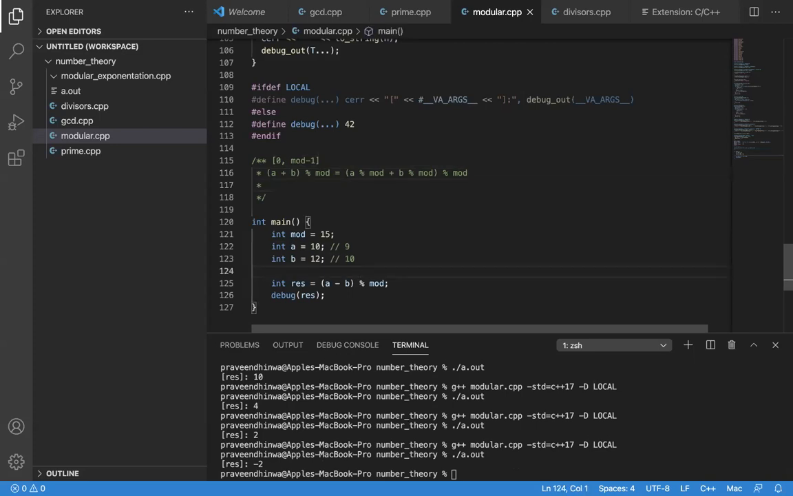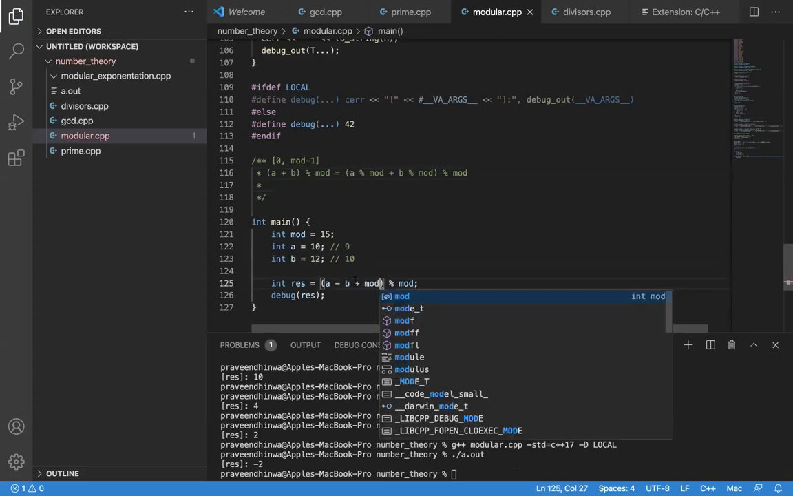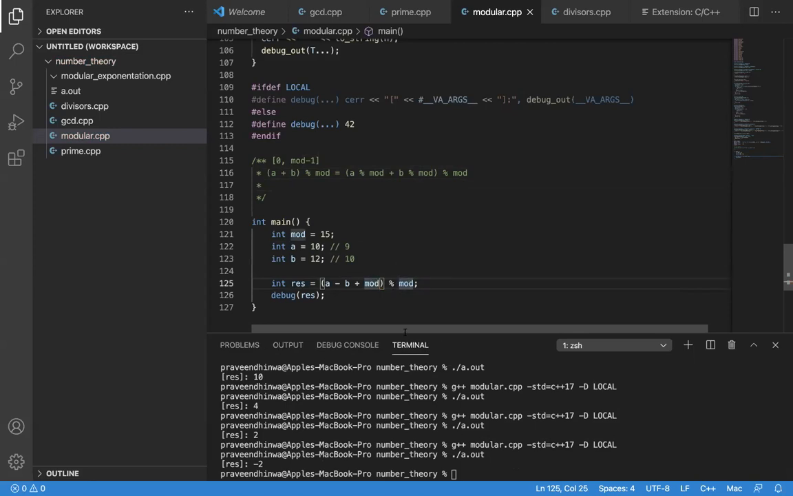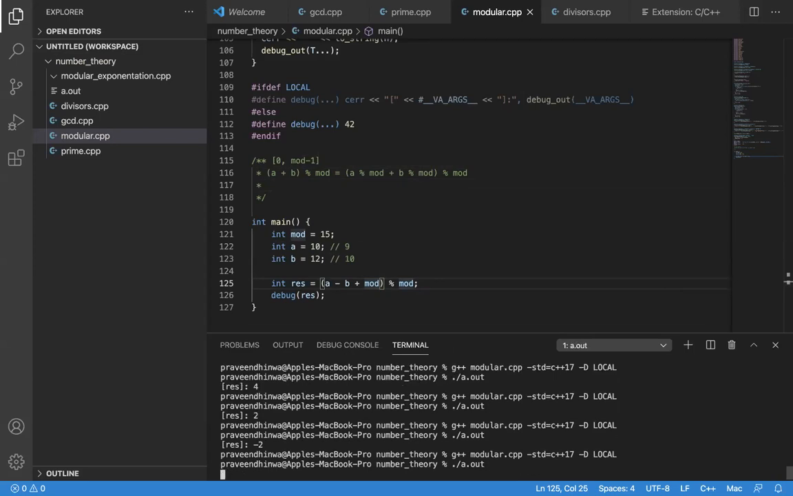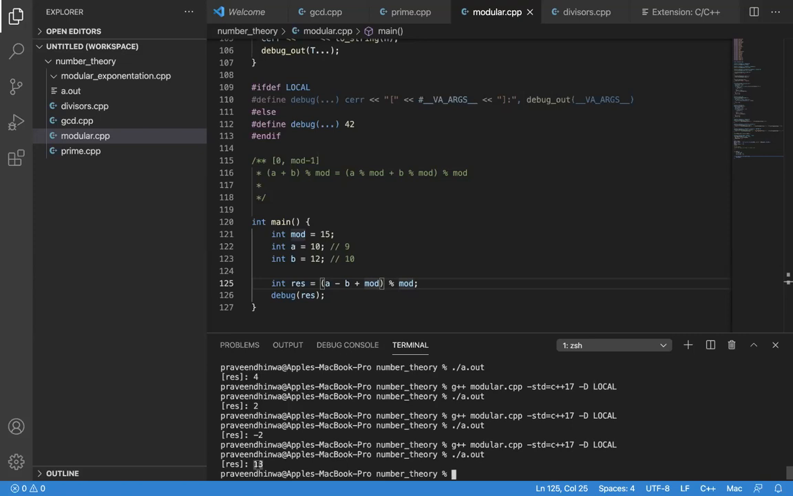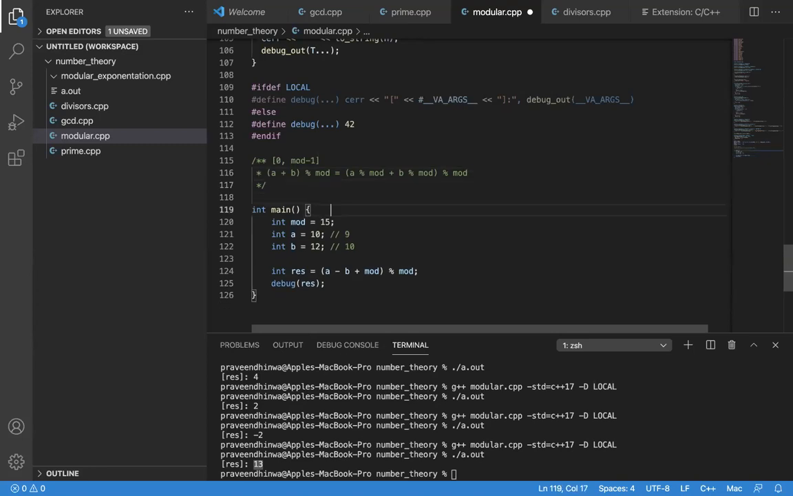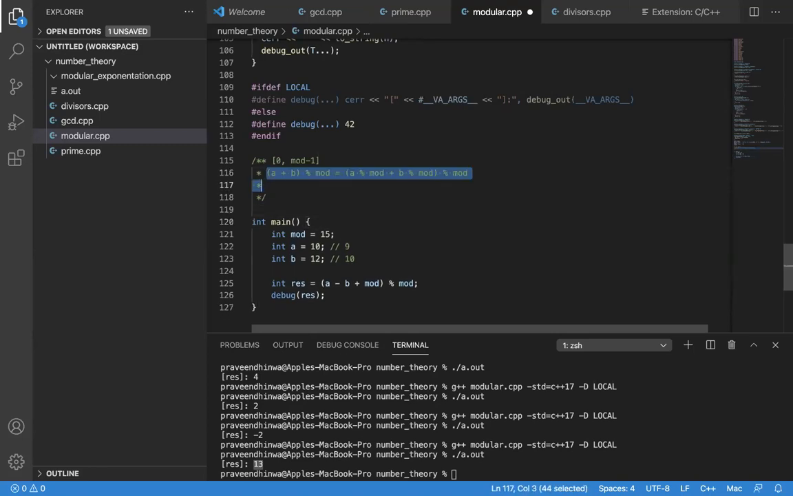So what can you do? You can add mod here. If you add mod, -2 will become 13. For negative numbers, you can just keep adding the modulo till you reach a positive number. So that is the mathematics of modulo. Subtraction would be: A minus B percent mod is A percent mod minus B percent mod, and if this becomes negative, in that case you add mod.